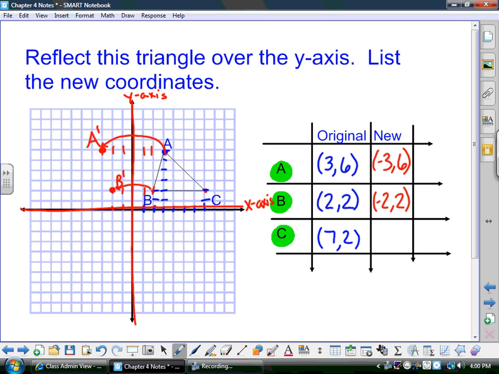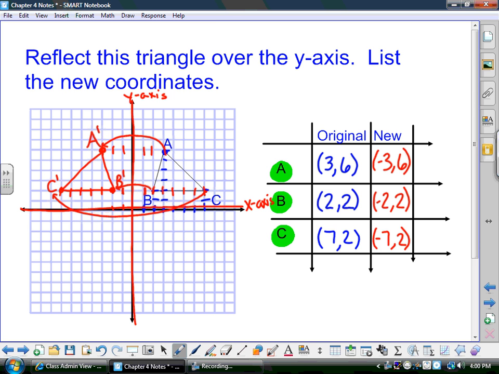When we reflect point C over, again, we're not going to change the up and down, but instead of going 7 units to the right, we're going to go 7 units to the left. So if we went 7 units to the left, that's -7 comma 2. Then connect the dots to make our new triangle.